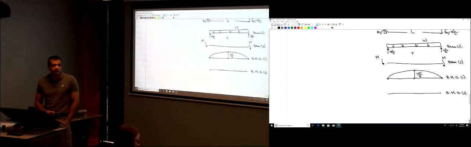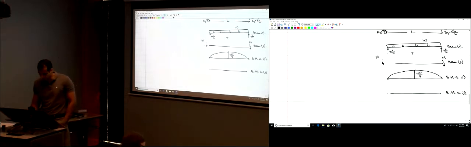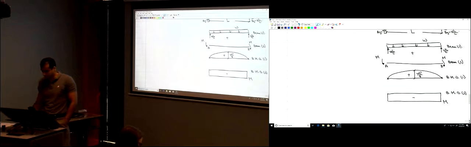You calculate the moment at the critical points. The start of the beam, it's M, but it's negative. And the point B, it's M, but it's negative, and that's it. You connect them by a straight line because there is no loading between point A and point B. So here you have M, that's negative, and this one is positive.